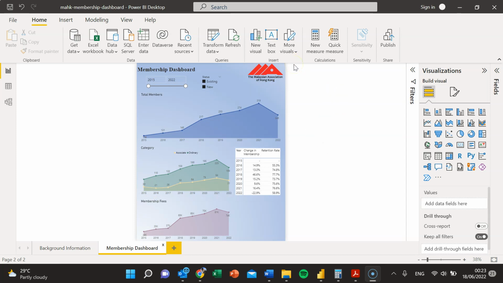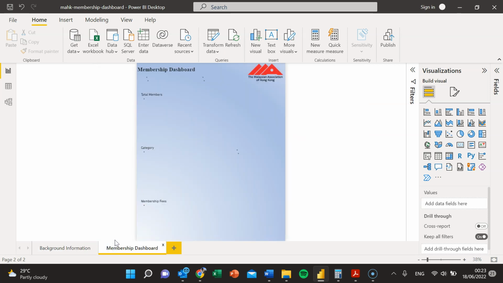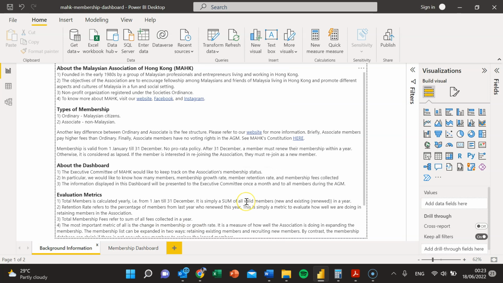A simple CSV file database is used to store all the raw data. There are two tabs in this Power BI dashboard. The first tab is the background information about MAHK and the dashboard. The second is the dashboard containing a table and charts that measure how well MAHK is doing in the membership part. Let us first look at the background information of MAHK.